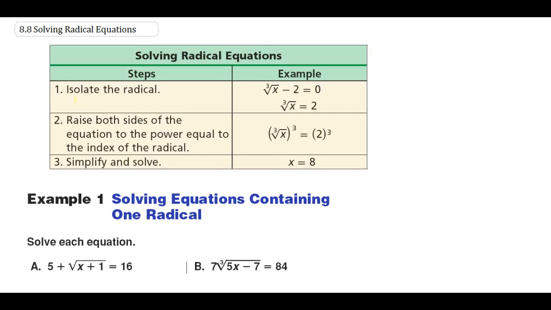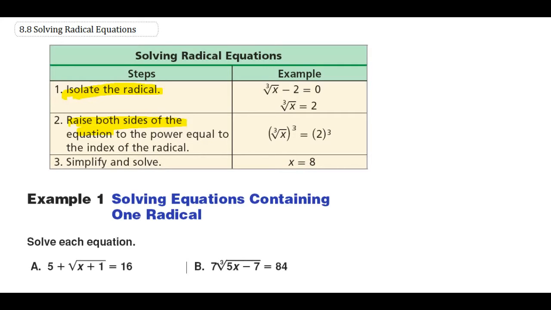Step 1, isolate the radical. When you see a problem that has a radical in it, make sure you get the radical all by its lonesome. Step 2, raise both sides to the power that will cancel out that radical, right? You can use fractional exponents, or in this case, you can just raise it to whatever the index of the radical is. And then last step, solve it and plug it back in and see what you get.